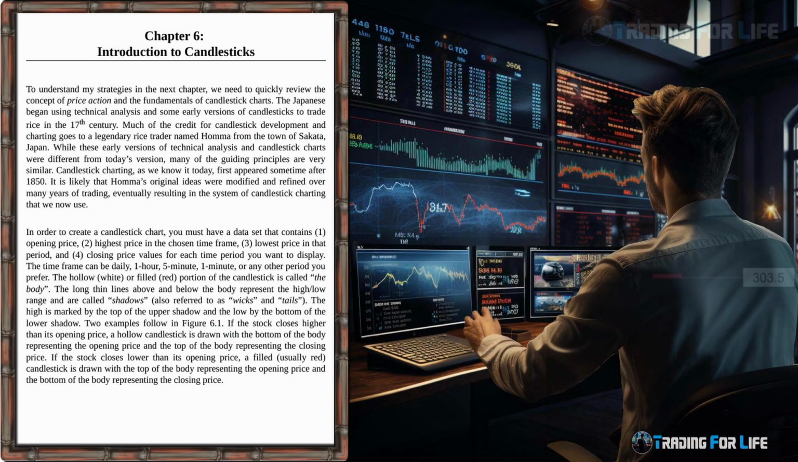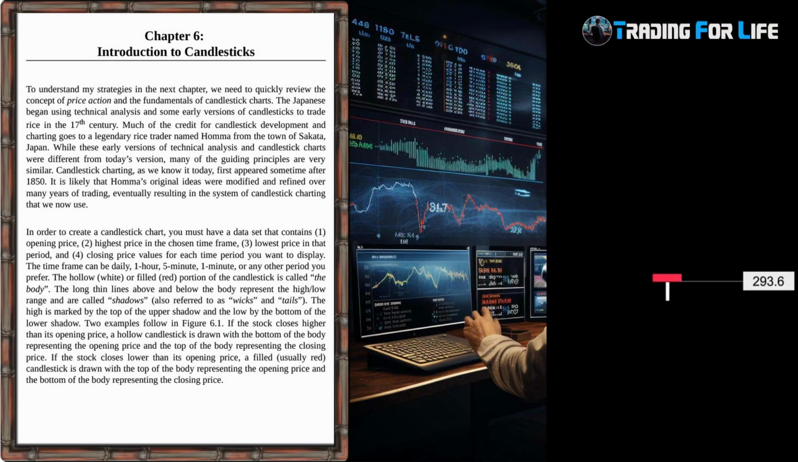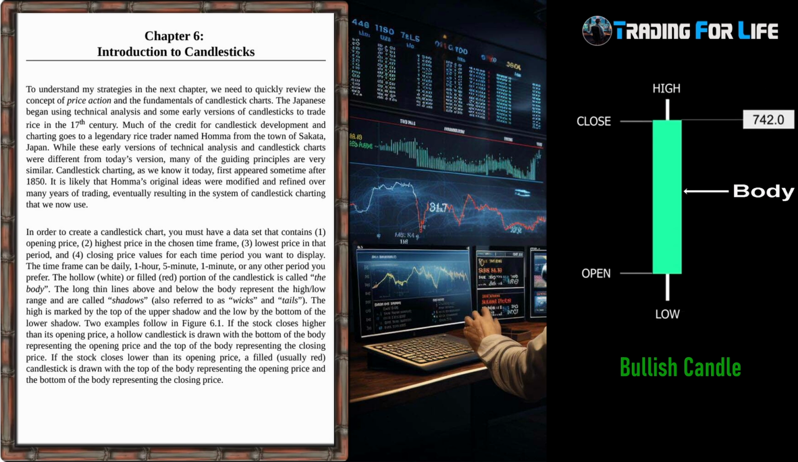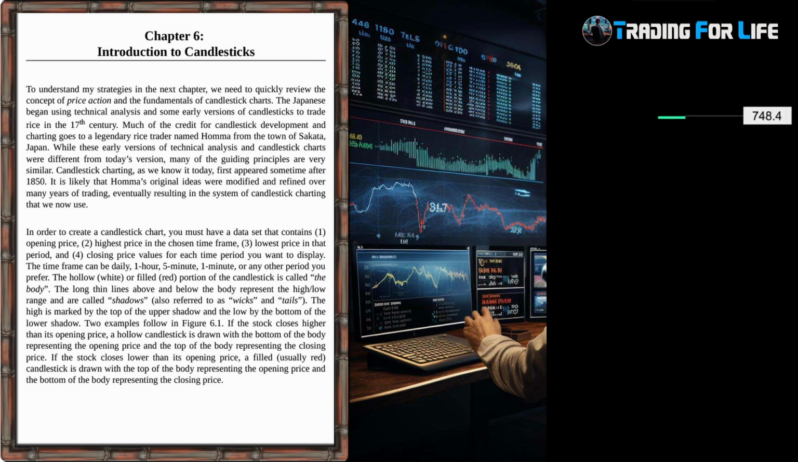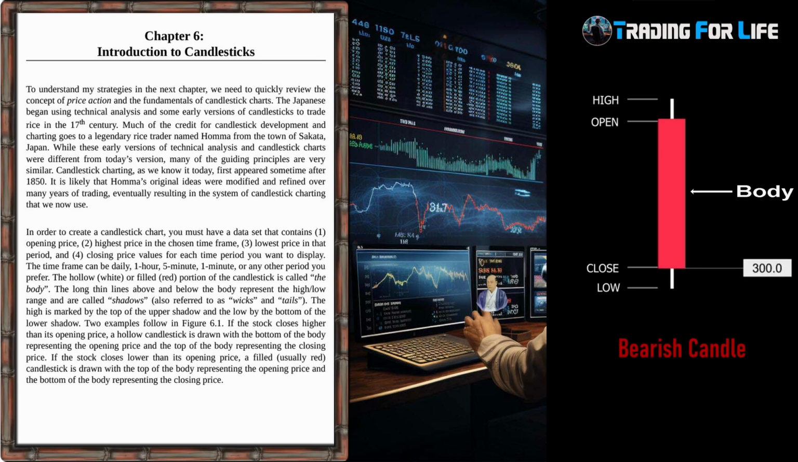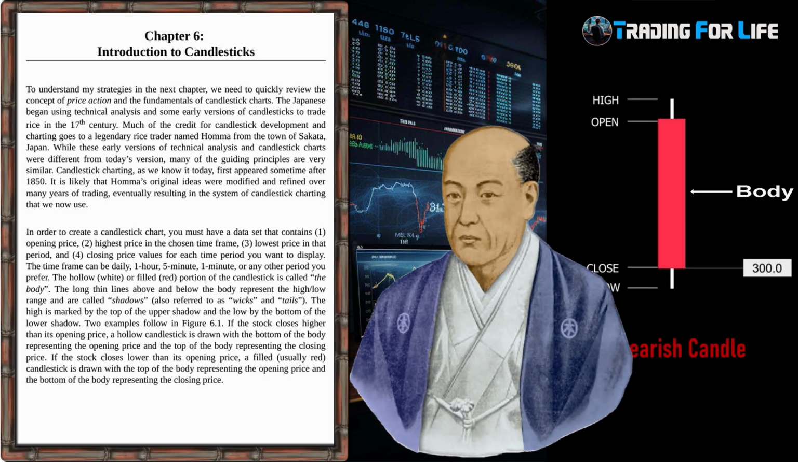Chapter 6. Introduction to Candlesticks. To understand my strategies in the next chapter, we need to quickly review the concept of price action and the fundamentals of candlestick charts. The Japanese began using technical analysis and some early versions of candlesticks to trade rice in the 17th century. Much of the credit for candlestick development and charting goes to a legendary rice trader named Homma from the town of Sakata, Japan.